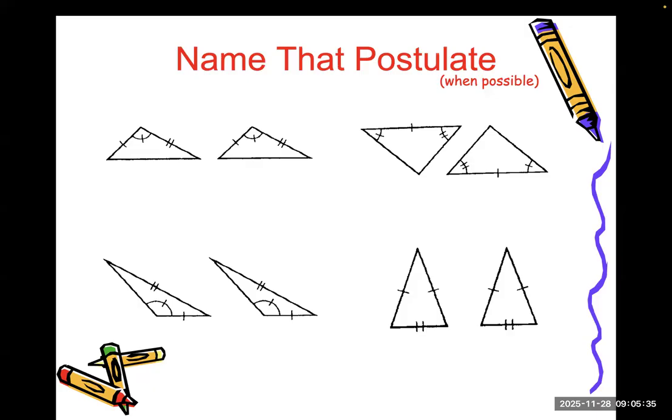So let's look at this. As you see, you have two side pairings and an angle pairing. Now, when you have two side pairings and an angle pairing, the question is: is the angle in between the two sides? Yes, it is. So because of that, SAS is the correct one for this one.